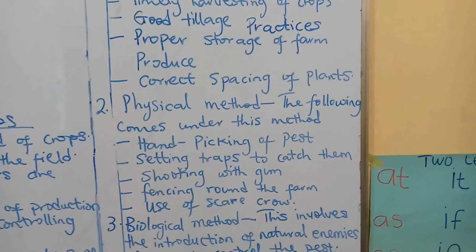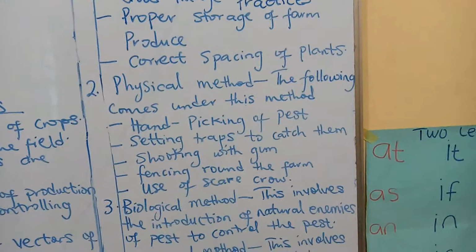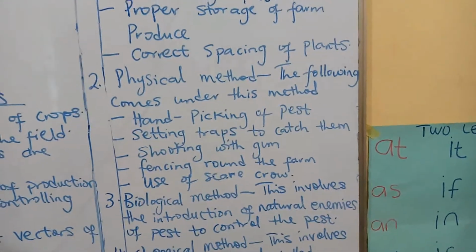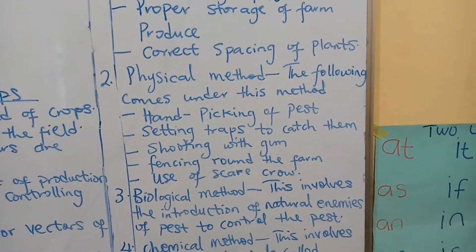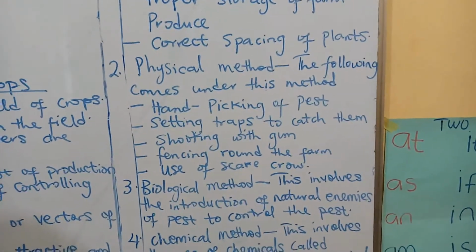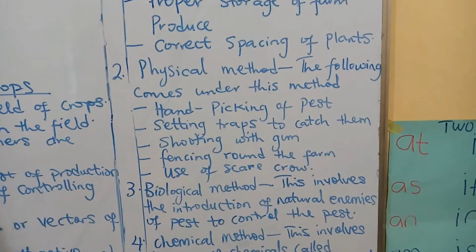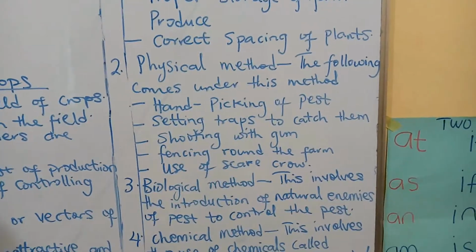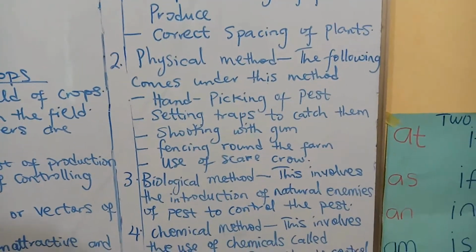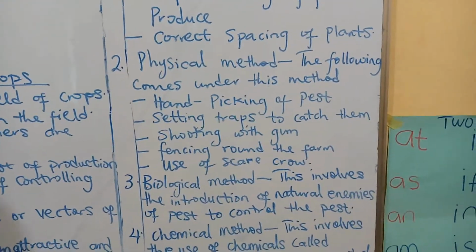We have shooting with gun. Yes, don't try this at home, except if you're licensed to own a gun and you have a farm, and if you can do it, please go ahead and do it before they destroy your crops. We have fencing around the farm. This helps a lot in our water leaf garden and our pumpkin garden. We have the use of scarecrow.